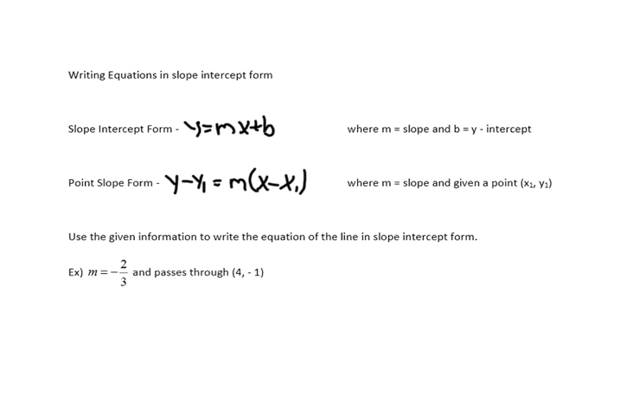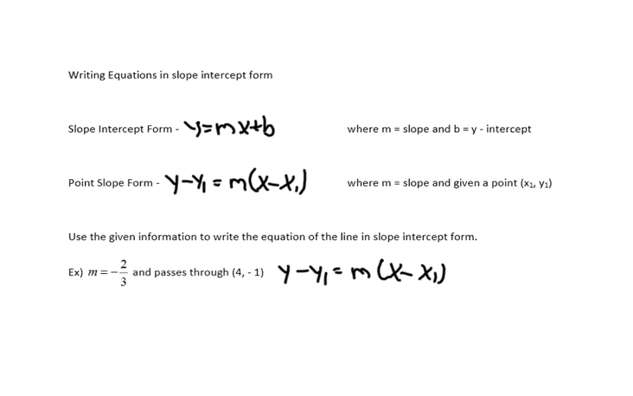All right, so let's use the given information to write the equation of the line in slope-intercept form. So for this video, I will use point slope form. You do not have to use point slope form, but again, for consistency's sake, I will do that here. All right, so given m equal to -2/3 and passes through the ordered pair 4, -1. So again, point slope is this, y minus y1 equals m times a quantity x minus x1.